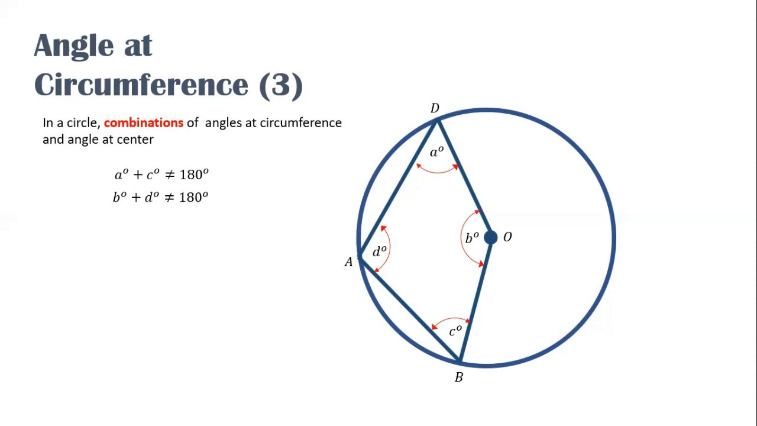Okay, we agree that this shape ABOD is a polygon, a quadrilateral shape, right?